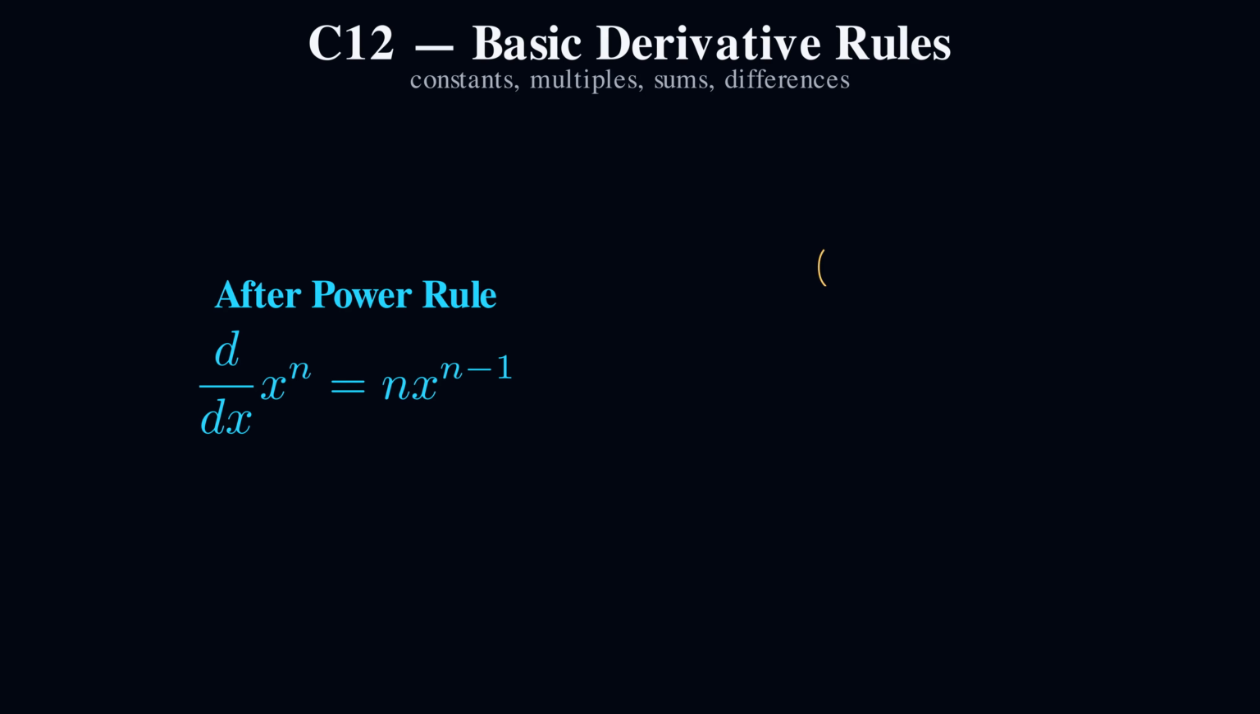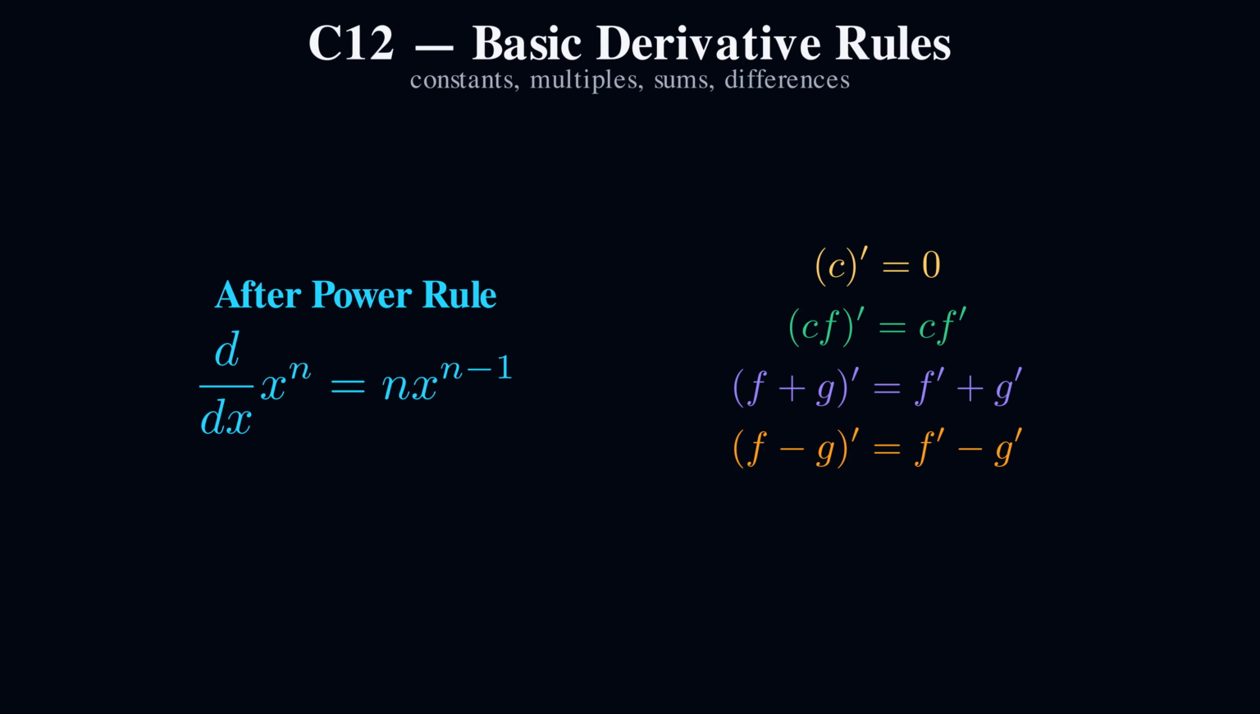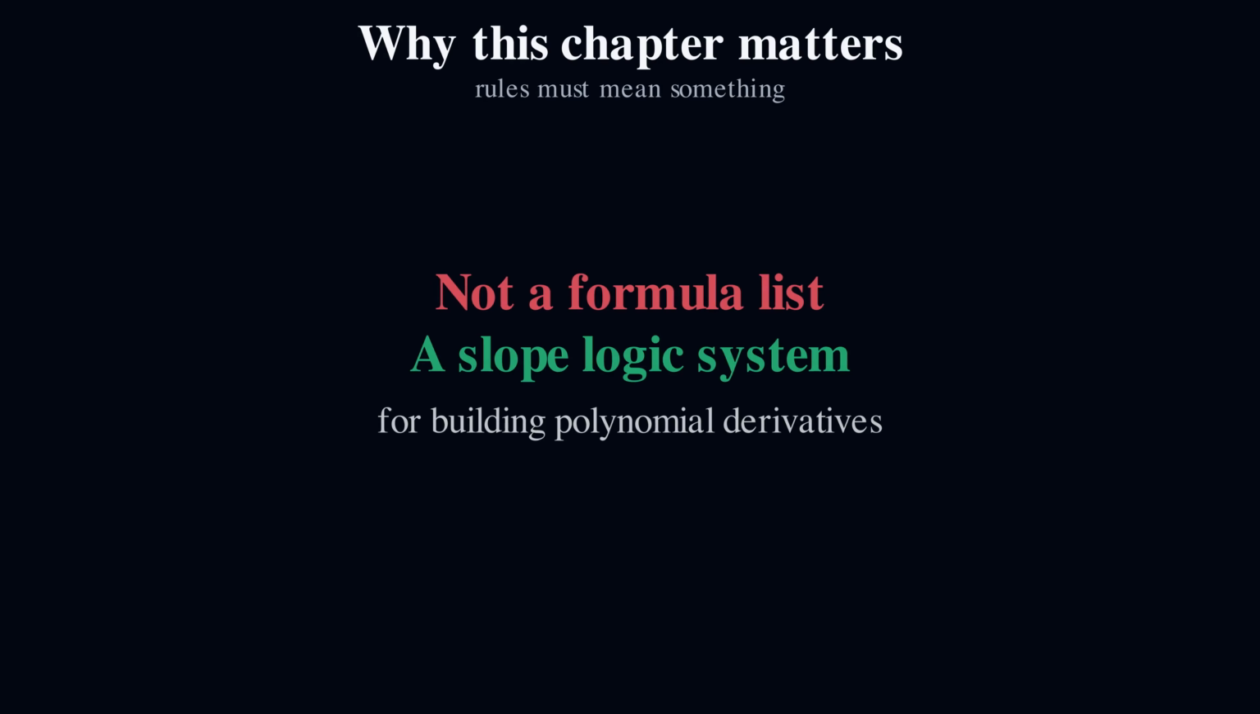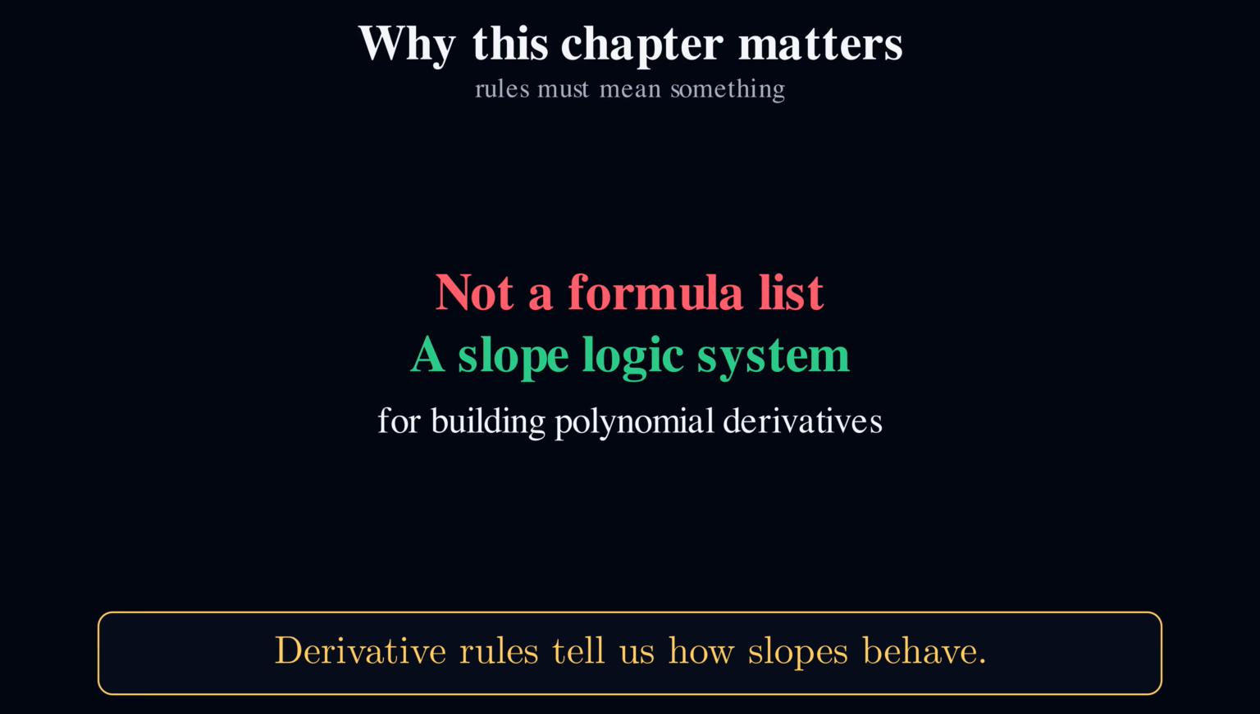In the last chapter, we understood the power rule visually. Now we will learn how to use it safely when expressions contain constants, multiples, sums, differences, and polynomials. Most derivative mistakes happen because students memorize rules without knowing what the rules mean. This chapter is about building the rules from the idea of slope and small change.